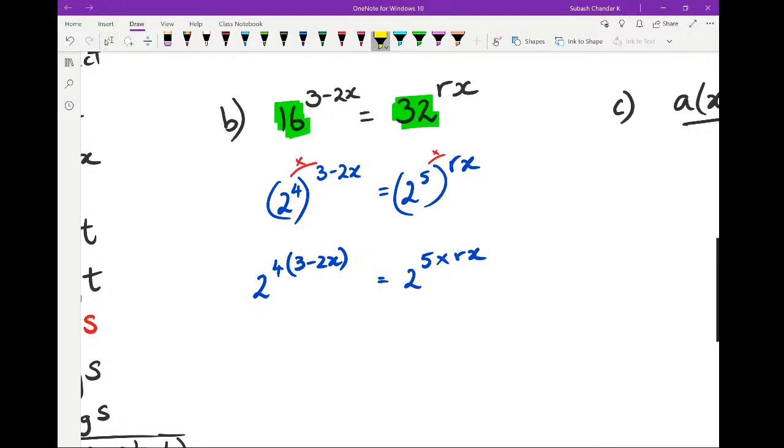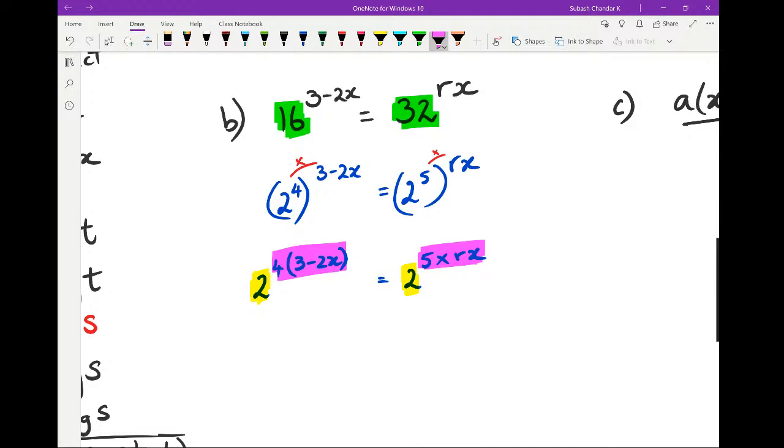So because both of the bases are the same here, see, notice how we put 2 as a base and 2 as a base on the other side as well. Because of that, what we can then say is whatever this power is should equal this power.